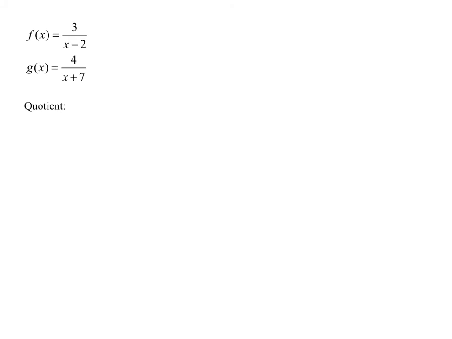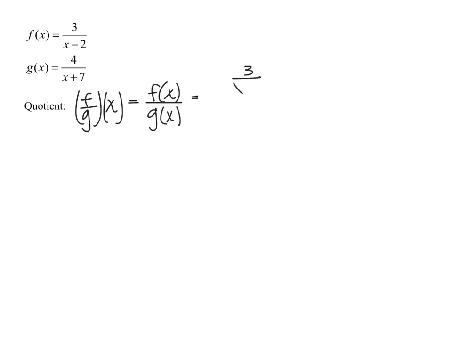Finally, we have the quotient. So now we want to divide the two functions. We want to take f divided by g. So f over g, or f divided by g of x, which is also the same as f of x divided by g of x. So let's divide these two. However, we have to be careful because these two are fractions. Remember, they are rational functions. So we end up with a division that looks like this.